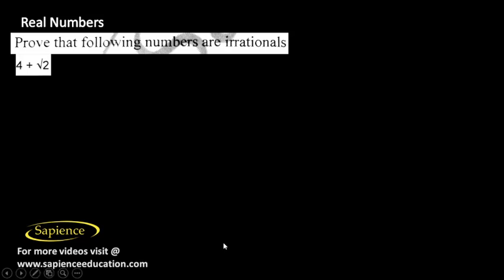Prove that the following numbers are irrational. First, we need to prove 4 plus root 2 is irrational. First step is, let us assume 4 plus root 2 is rational.